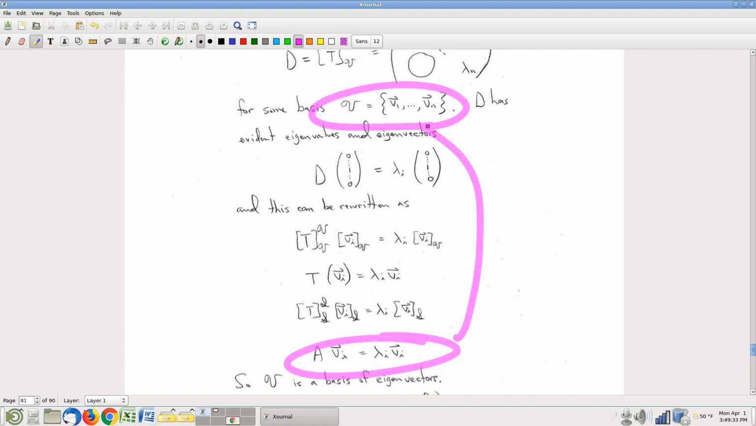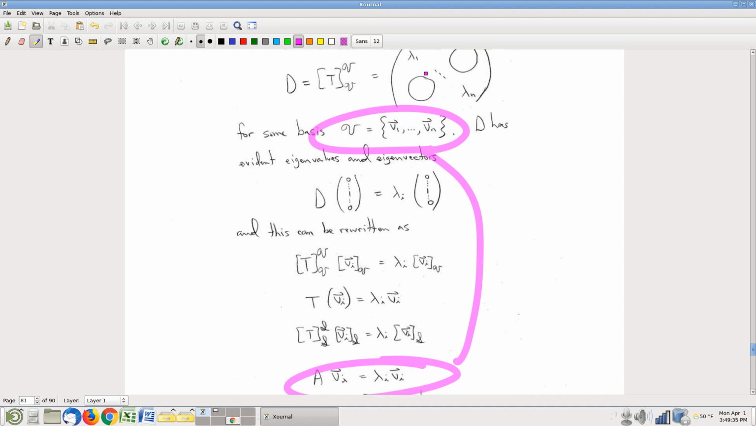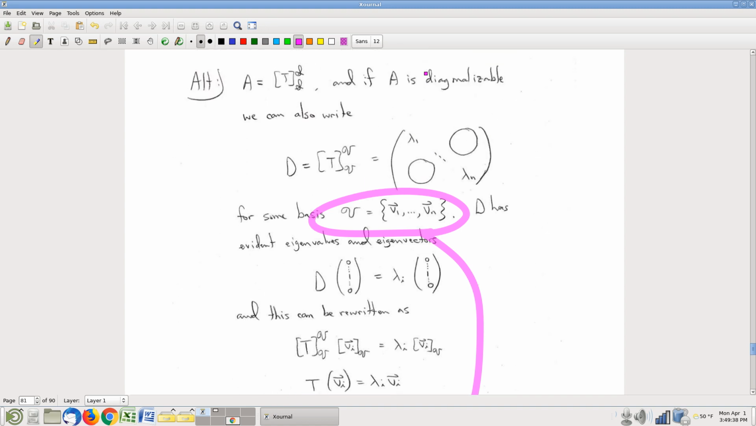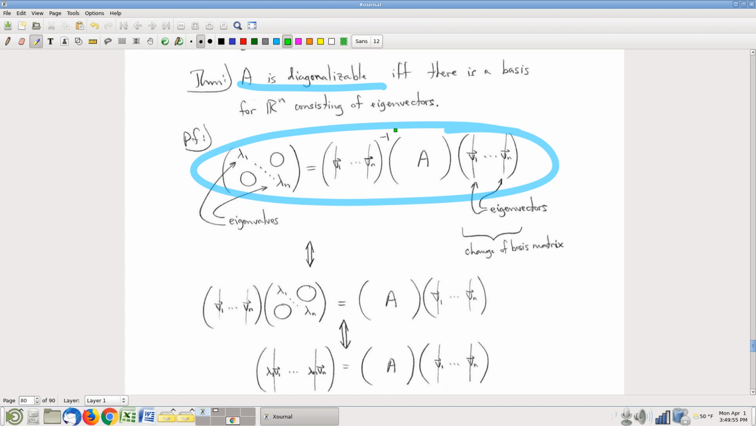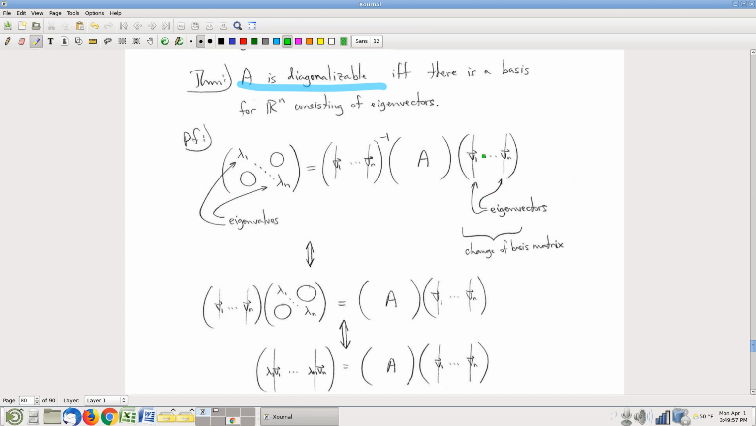So let me remind you from the very start of the proof here, we started by assuming that A was diagonalizable. From the diagonalizability, I've shown that there exists a basis consisting entirely of eigenvectors, which is what I wanted to show here. So same result, different point of view, pros and cons.